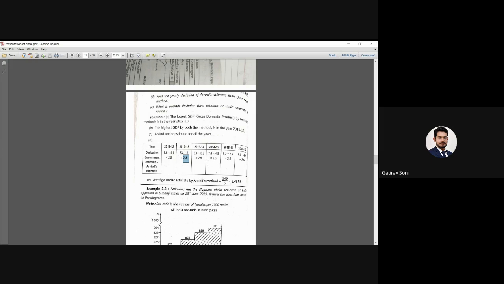And the last question, what is the average deviation? So on an average, it is 2.4833. How do we take an average? So add all of them. We have added these entries, and there are 6 entries, so divide by 6. That will give me the average deviation. Fine.